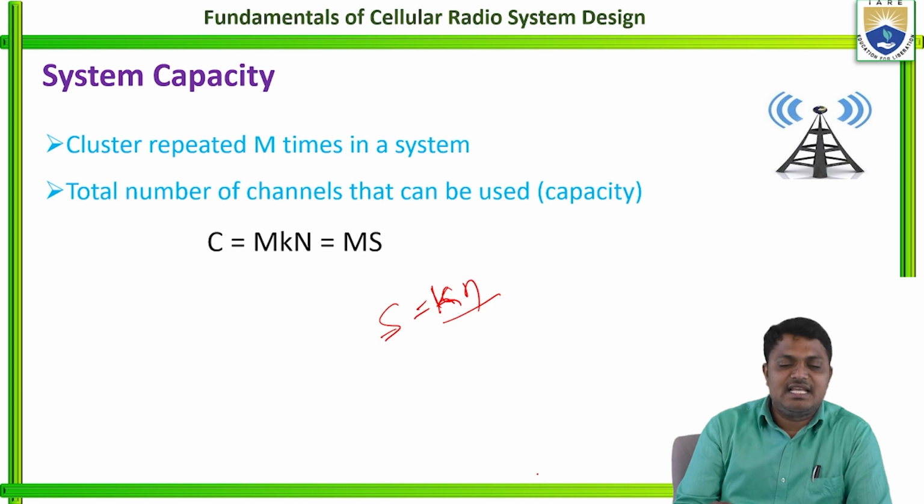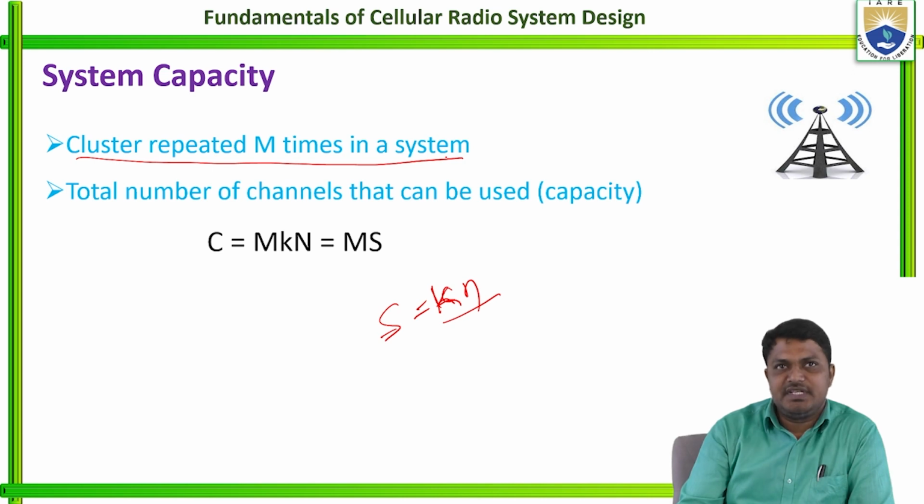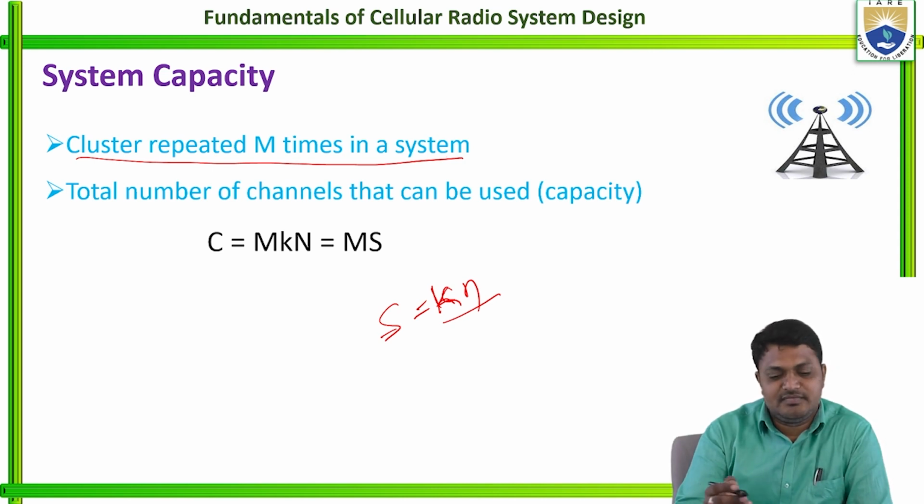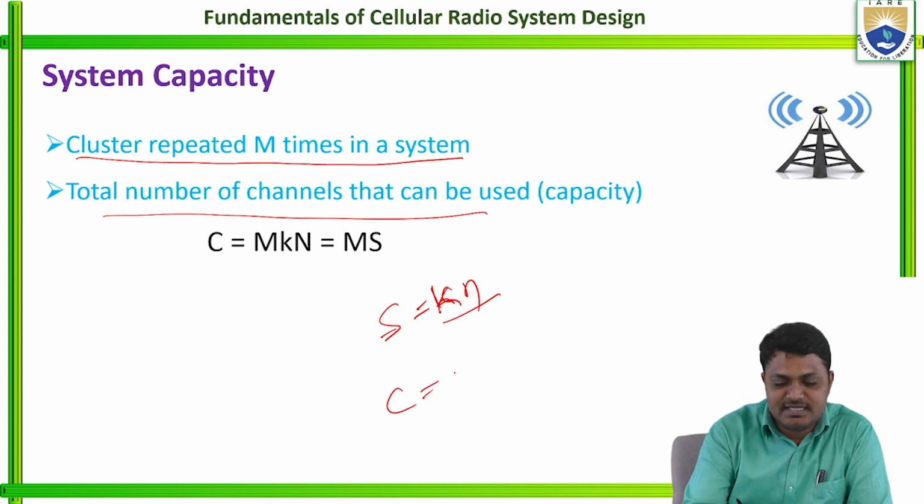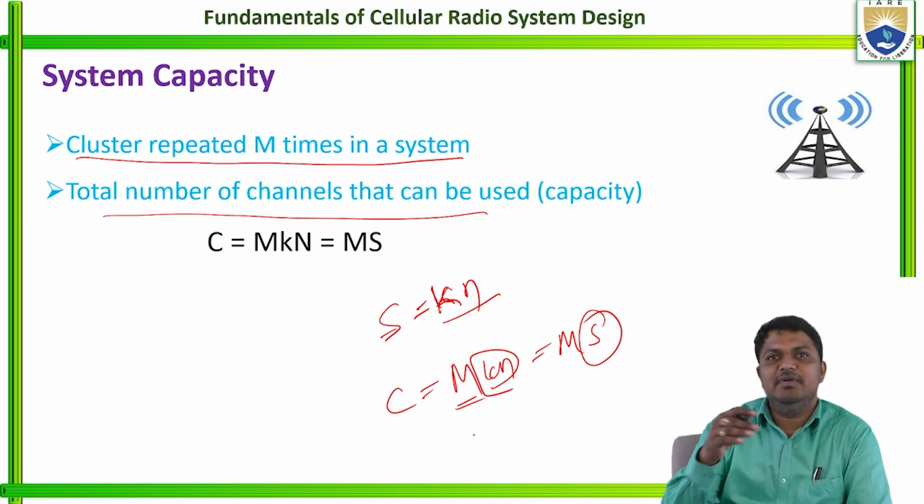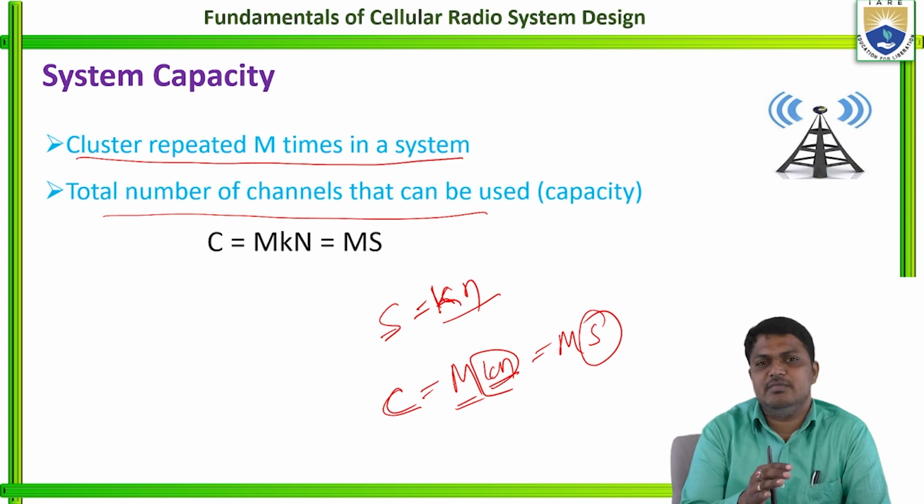Again, in system capacity measurement, a cluster is repeated M times in a system. Then the total number of channels that can be used, the capacity, is C = M × K × N, also written as M × S. We already know S = K × N, and M is the number of times the cluster is repeated in the same system. So the capacity C is given as M × S or M × KN. K is the group of channels and N is the number of cells in the cluster.